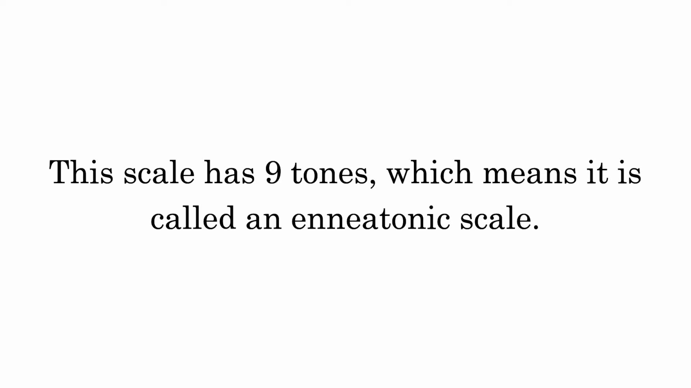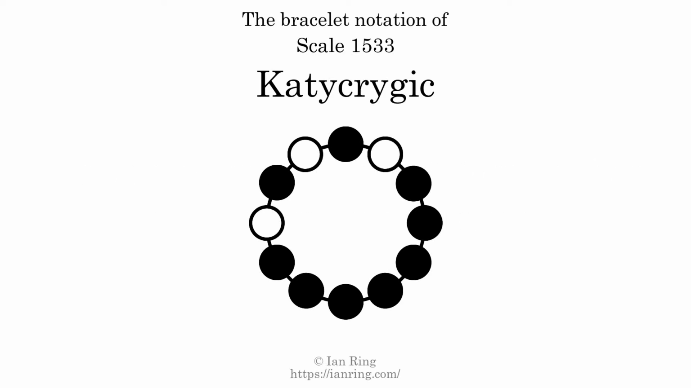This scale has 9 tones, which means it is called an enneatonic scale. This is a bracelet notation diagram of scale 1533. The shaded circles represent tones that appear in the scale, and they are read clockwise, starting at the top.